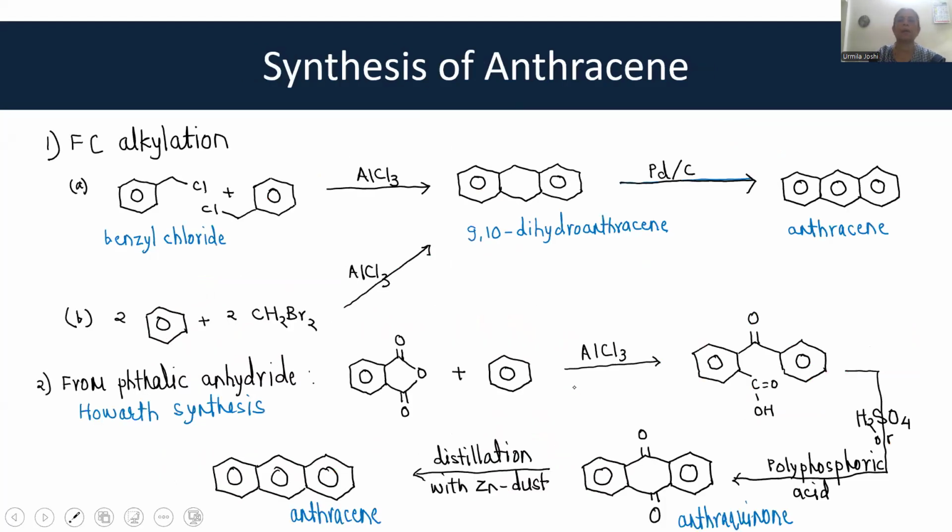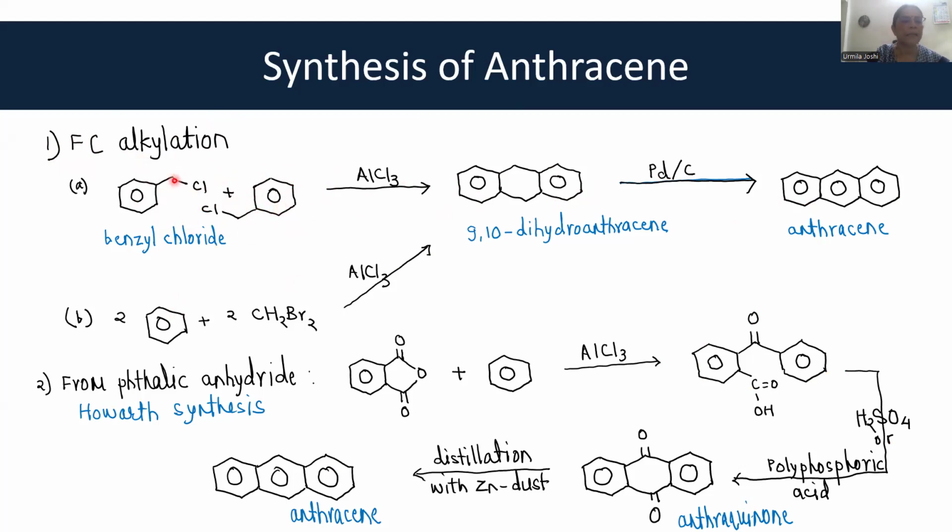Now, coming to synthesis of anthracene. There are 4 different methods for synthesis. The first one is Friedel-Crafts alkylation. I think everybody is familiar with the reaction Friedel-Crafts alkylation. Just see its application in case of benzene, anthracene. Okay, this is benzyl chloride, another molecule of benzyl chloride.